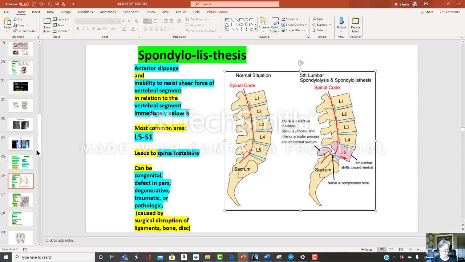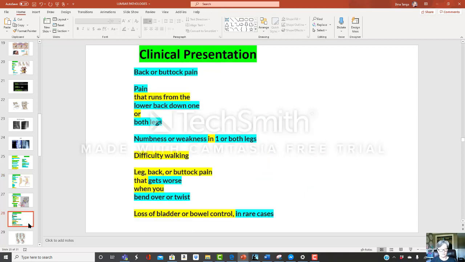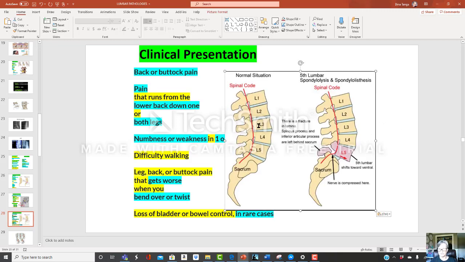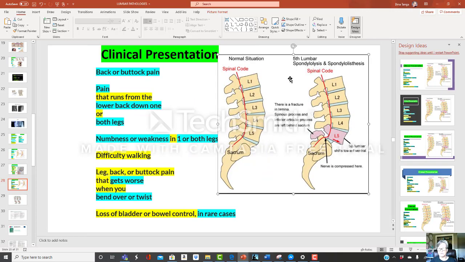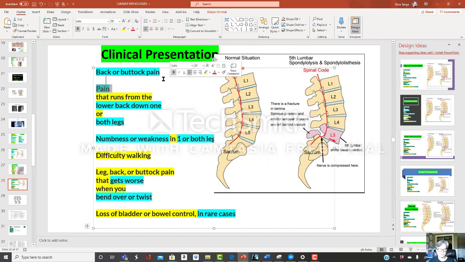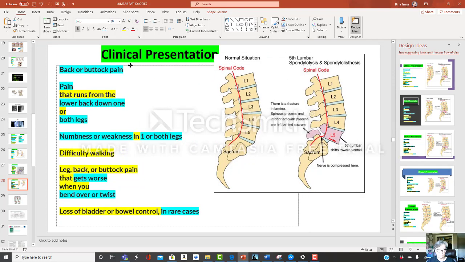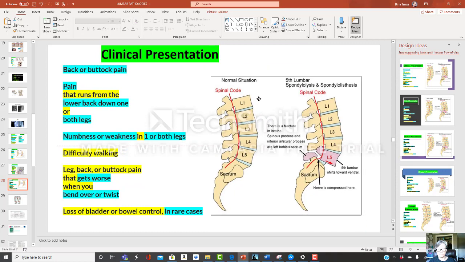Let's see. Let's copy that. And I'll put a picture. I love pictures. I really do love pictures. Over and move this. Okay.